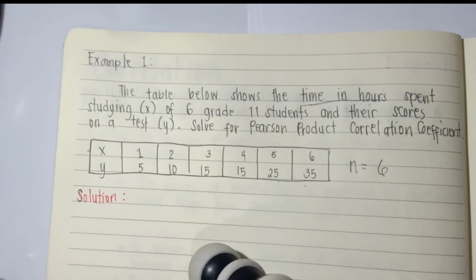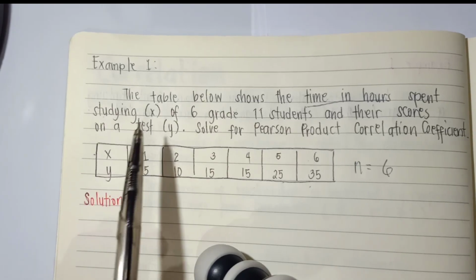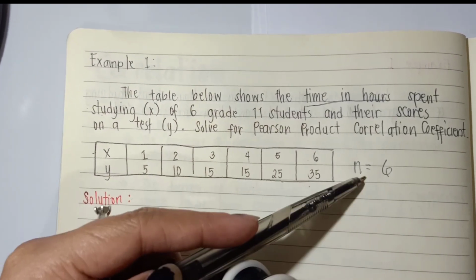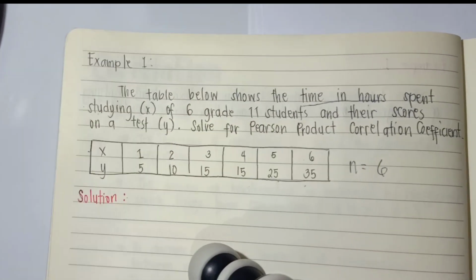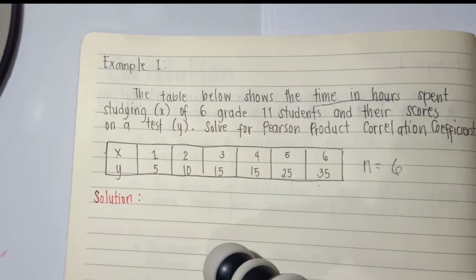So, siya na po yung automatic yung N, kasi we have 6 grade 11 students. And si N naman, kung ilang column lang to, 1, 2, 3, 4, 5, 6 yun na po yung ating N. Kung ilan yung involved. So, let's proceed to the solution.